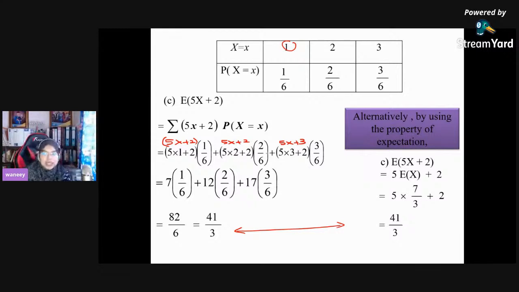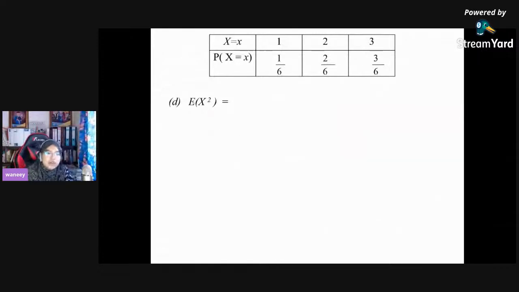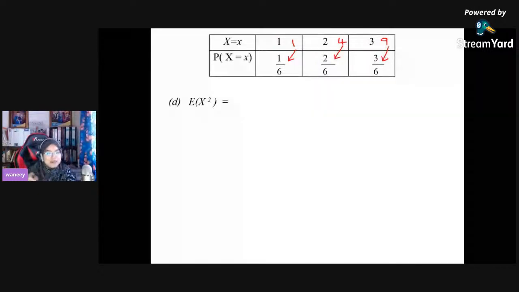Okay, next. We got a C. D is expectation of x squared, right? Okay, so expectation of x squared, that means you have to square them first before you multiply with the probability. So this one is squared, so it's supposed to be 1, 2 squared is 4, 3 squared is 9. So it's supposed to be 1 times 1 over 6, 4 times 2 over 6, 9 times 3 over 6.